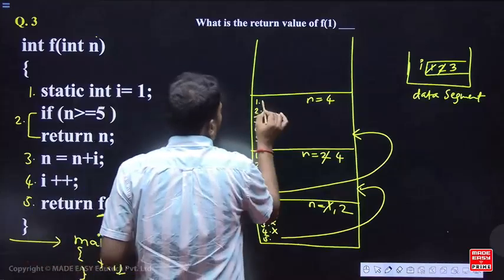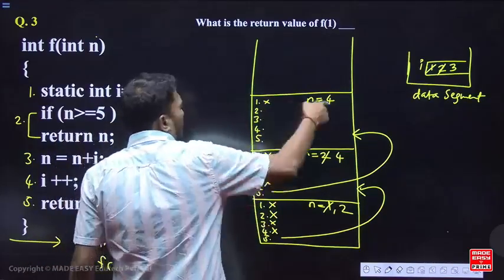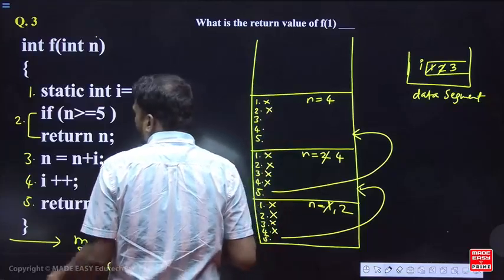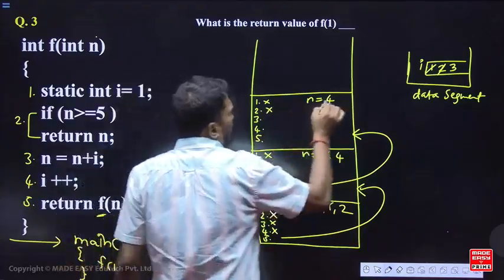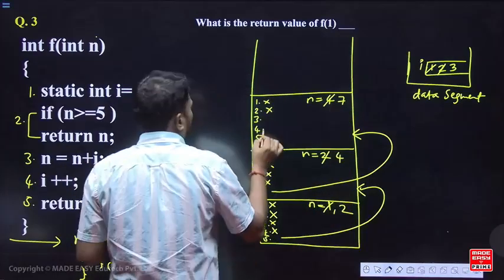Now first statement again same, static, skip. Now second statement, n greater than equal to 5, return n. Greater than equal to 5, true or false? False, not executed. N equal to n plus I, so I value is 3, so that is 4 plus 3, that is 7. And next this is done.